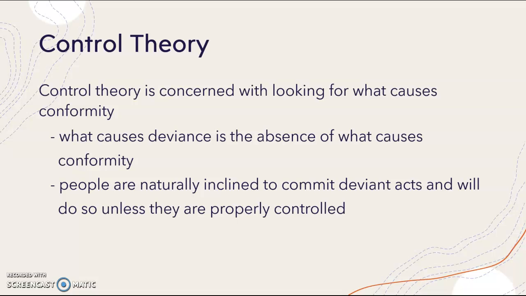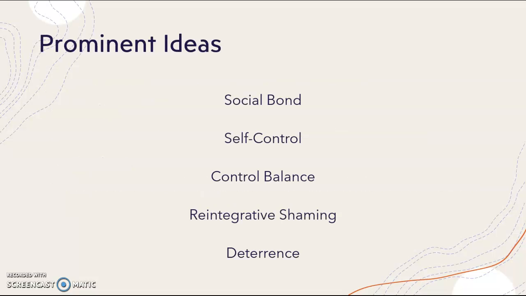are properly controlled. We are going to look at 5 prominent ideas within control theory: social bond, self-control, control balance, reintegrative shaming, and deterrence.